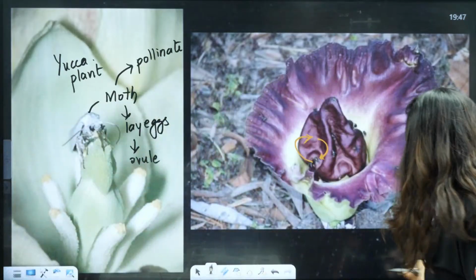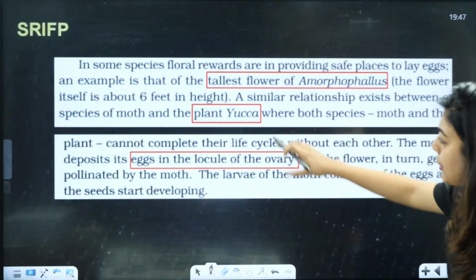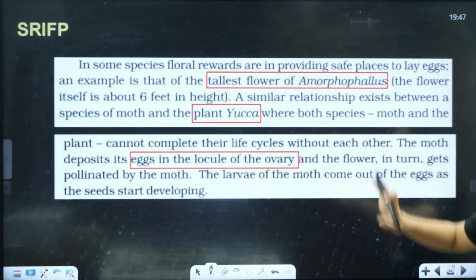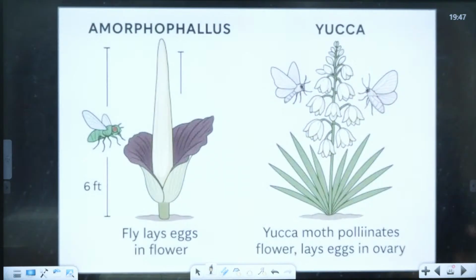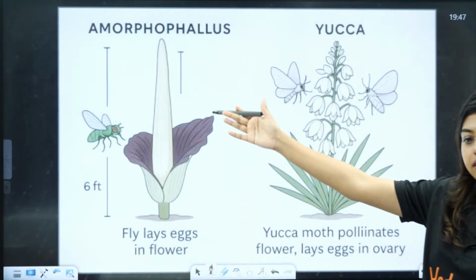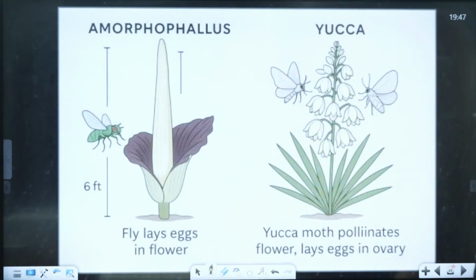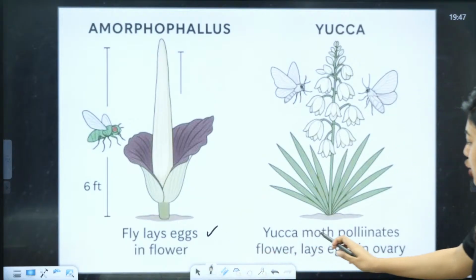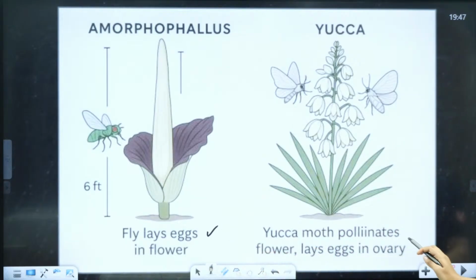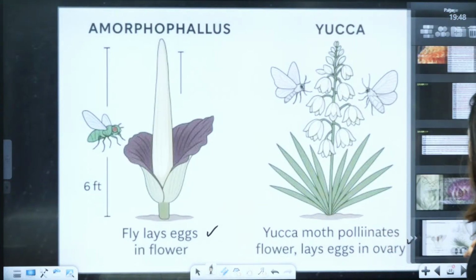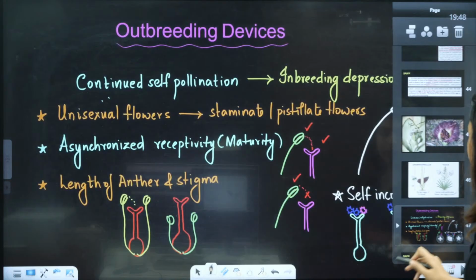Understood all of you? Yes or no? So this is what happened. Yucca moth and Amorphophallus flower, which is almost a 6 feet tall flower. Done? So the fly lays eggs in the flower, the yucca moth pollinates the flower and lays eggs in the ovary. Done? So this is how they are going to help each other.